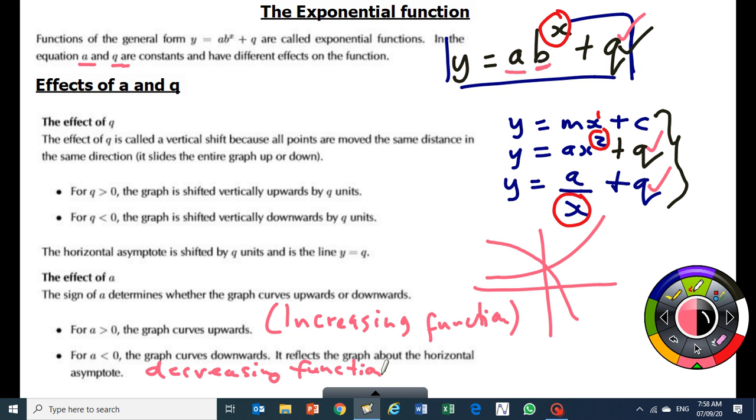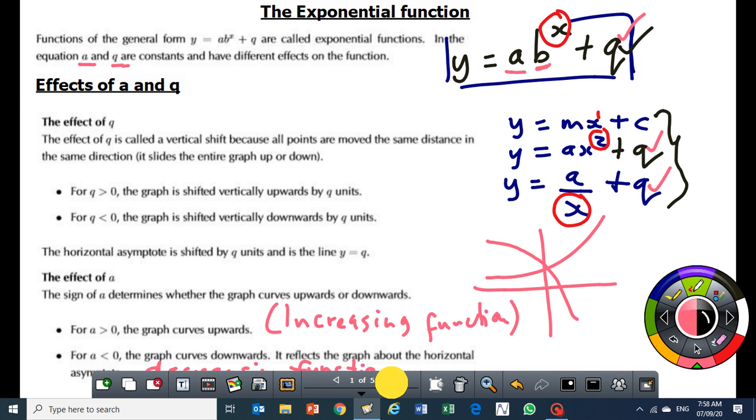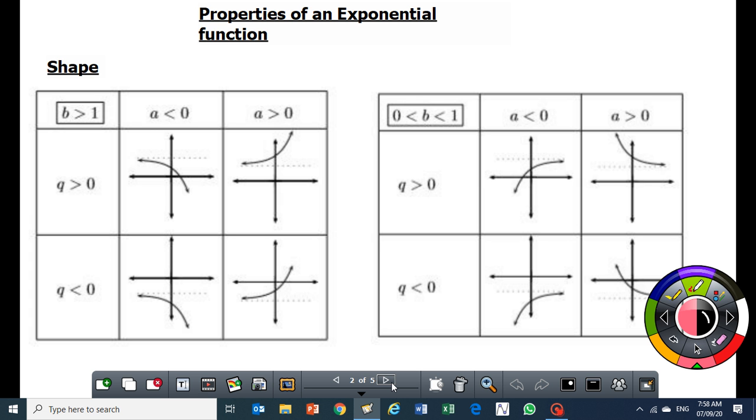Right. Let me carry on. Don't worry if you're behind, I'll send you the PDF. Don't stress. Right, so let's move on to the properties of an exponential function.